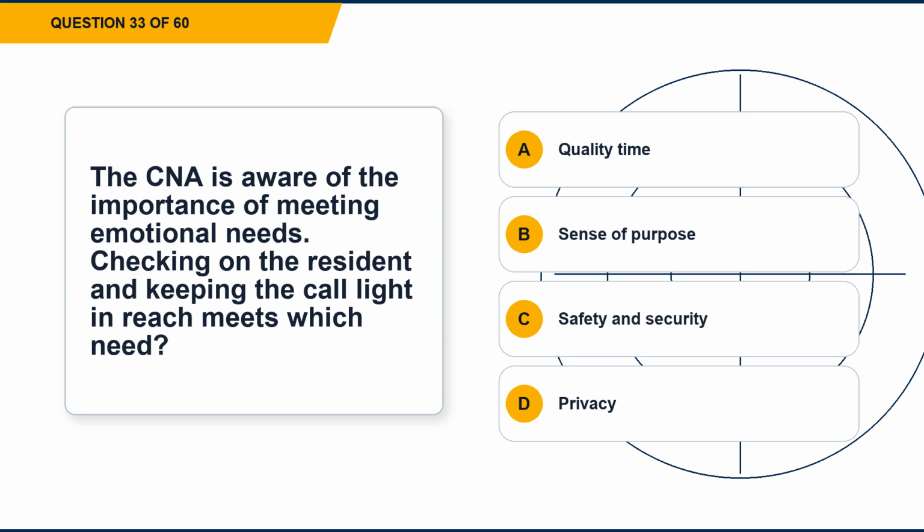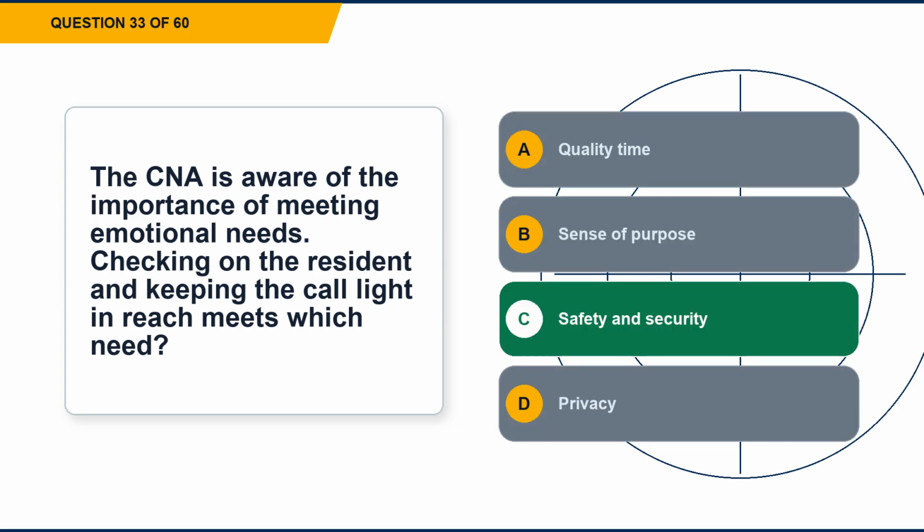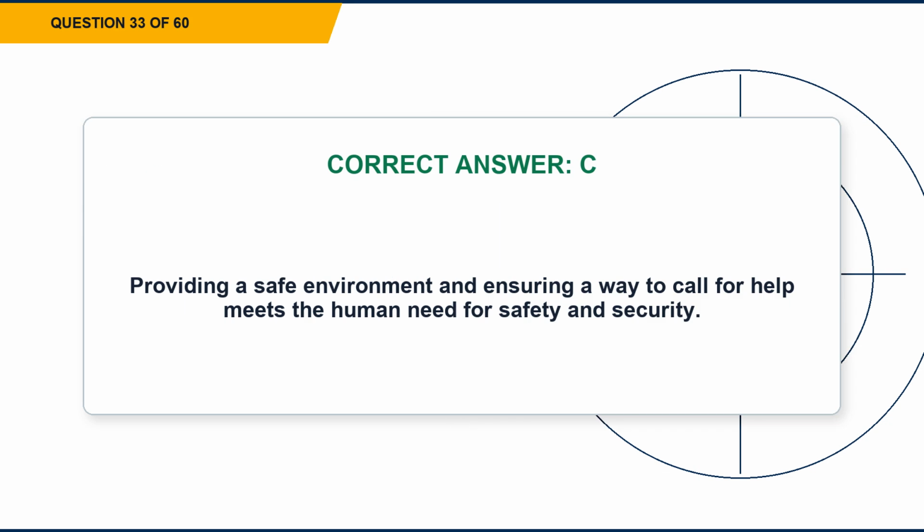Question 33. The CNA is aware of the importance of meeting emotional needs. Checking on the resident and keeping the call light in reach meets which need? Option A. Quality time. Option B. Sense of purpose. Option C. Safety and security. Option D. Privacy. The correct answer is option C. Safety and security.